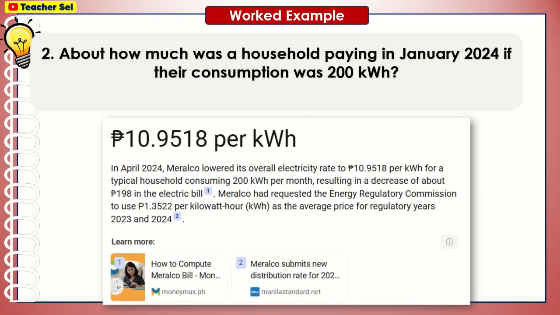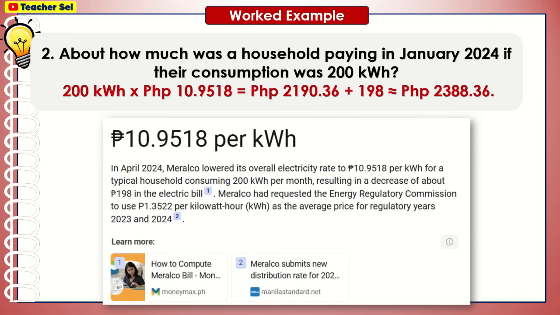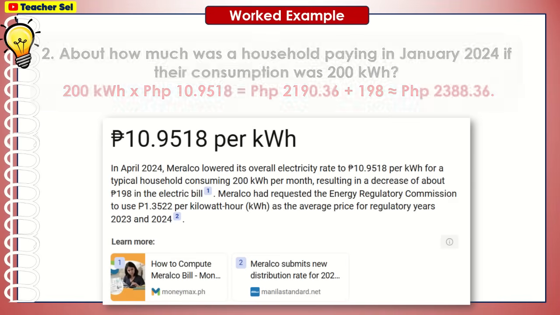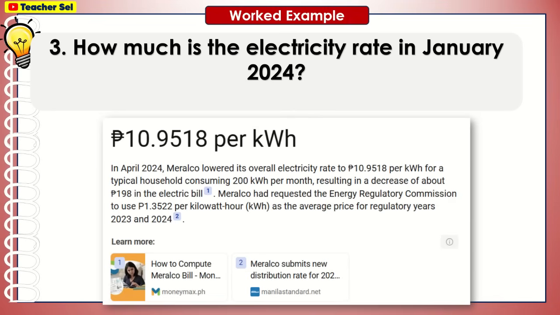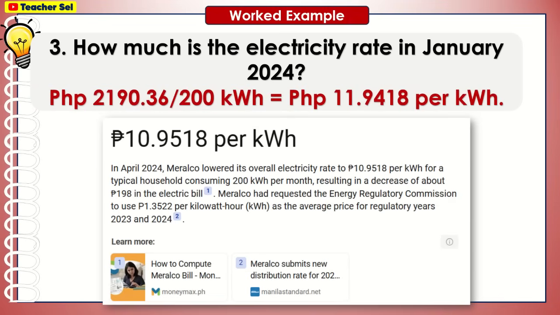About how much was a household paying in January 2024 if their consumption was 200 kilowatt hours? It is approximately 2,388 pesos and 36 centavos. How much is the electricity rate in January 2024? 11 pesos and 9,418 centavos per kilowatt hour.